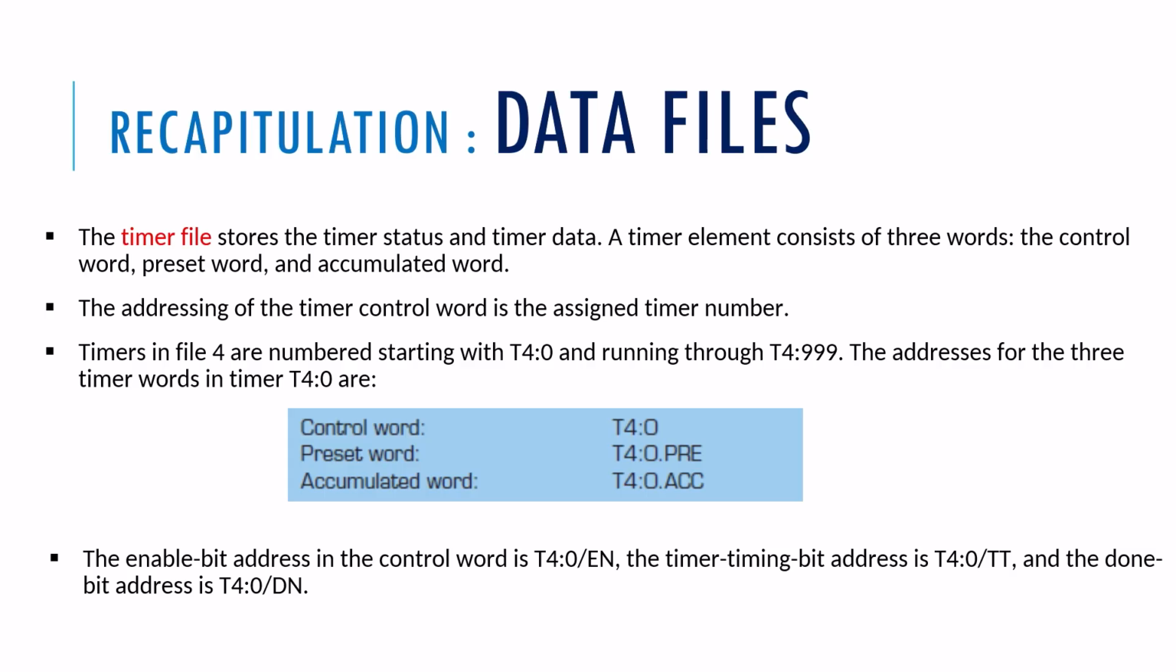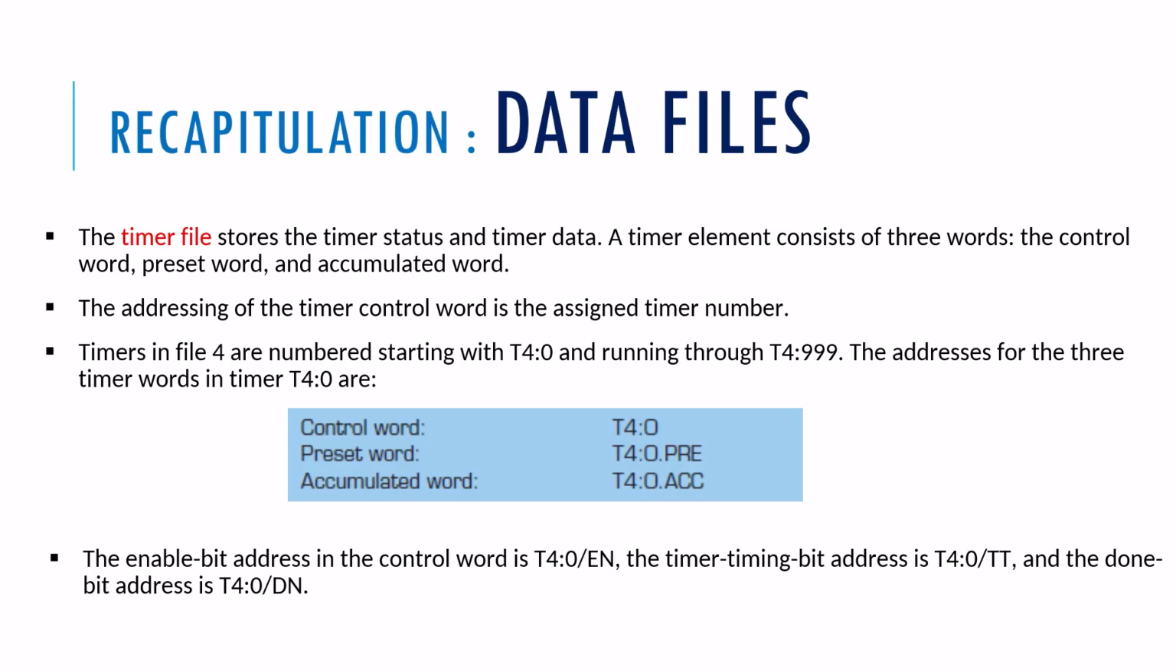Whenever you are working with a timer, you give a preset time, isn't it? When you give the preset time, that preset time has to be stored somewhere. So that is going to be stored at T4:0.PRE, and whatever the timer counts is kept in the accumulator, T4:0.ACC. These concepts are very important. Therefore you need three words: one for the control word, one for the preset word, and finally one for the accumulated word.